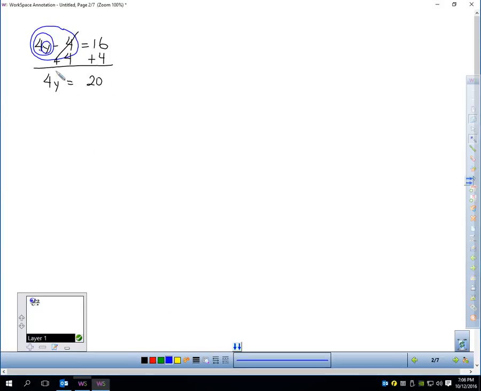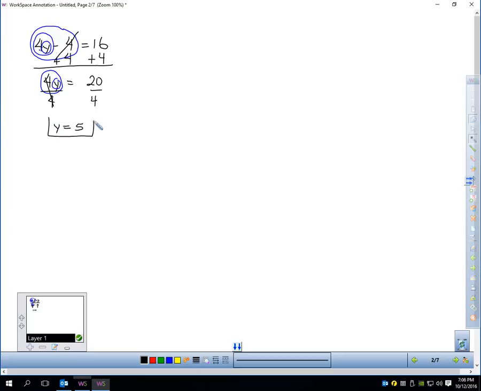Okay, let me draw up my onion again. Here's the center. This times 4 is the next layer. I've got to get rid of that times 4. I hope you're thinking, well, the inverse of times is divide. So let's divide each side by 4. And I'm going to get y equals 5.